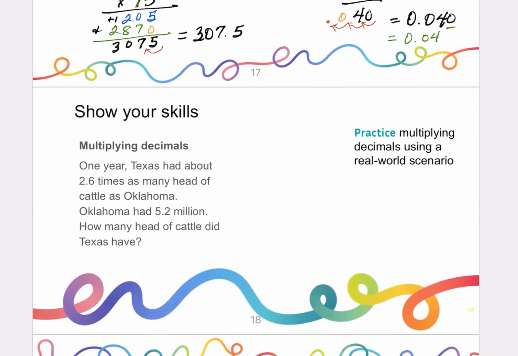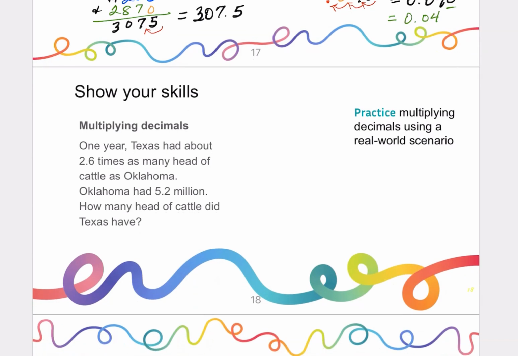All right, let's show our skills and see if we understand how to multiply decimals in a real world problem. One year, Texas had about 2.6 times as many head of cattle as Oklahoma. Oklahoma had 5.2 million cattle. So how many head of cattle did Texas have? Now, because Texas had 2.6 times as many head of cattle as Oklahoma, that means we're going to take the value of Oklahoma and multiply it by 2.6. That will give us a problem of 5.2 times 2.6.